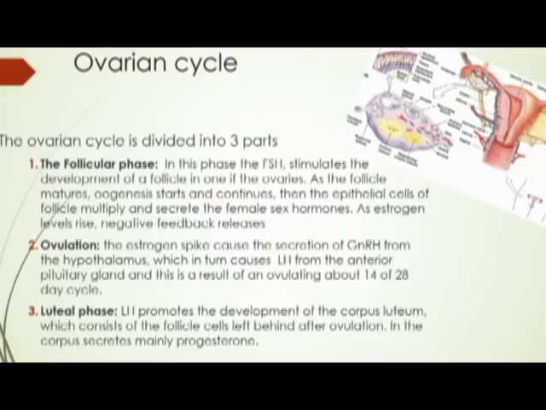The third one, luteal phase. LH promotes the development of the corpus luteum, which consists of the follicle cells left behind after the ovulation. The corpus luteum secretes mainly progesterone.